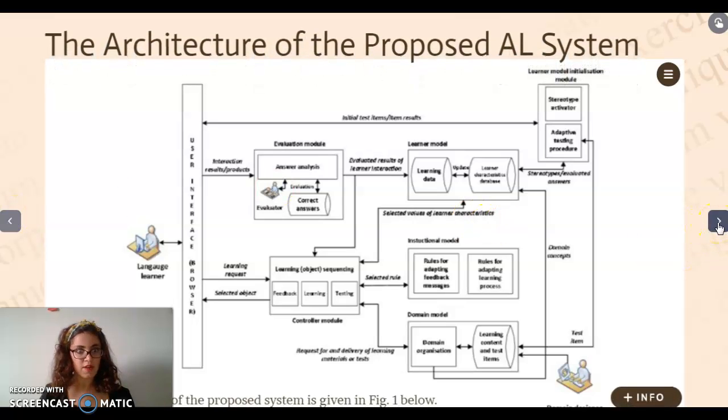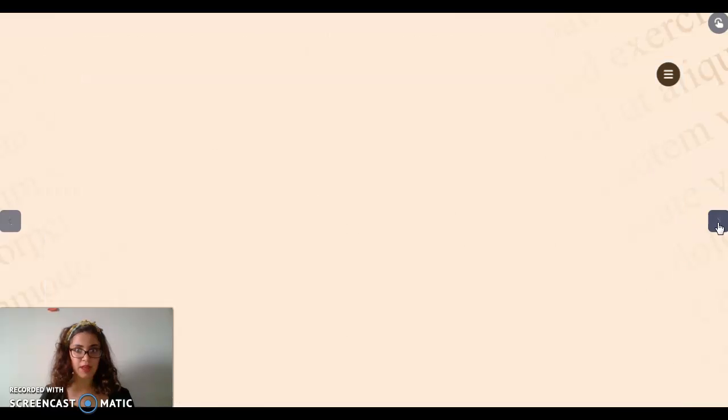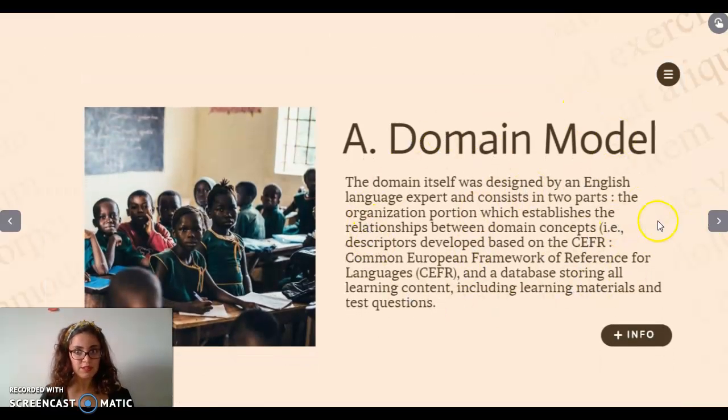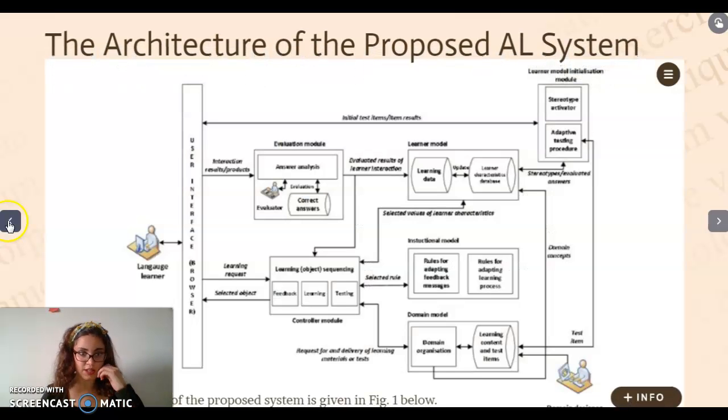Nurgül will explain what the steps to adaptive learning in language learning are. She will explain to you.